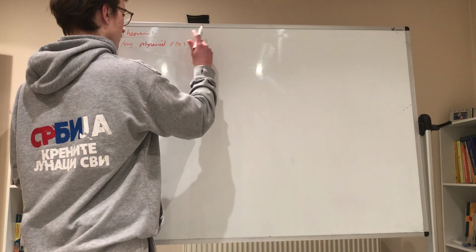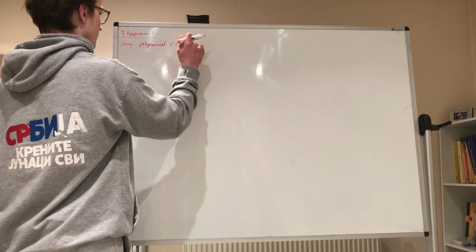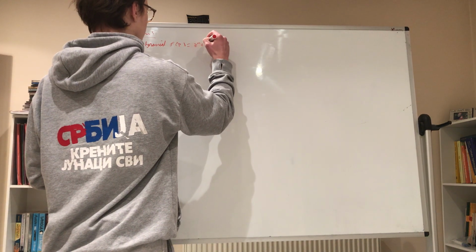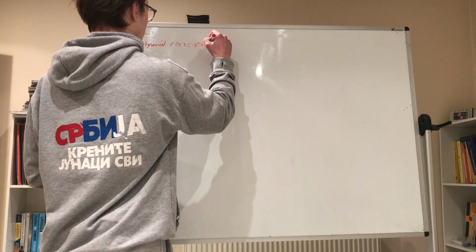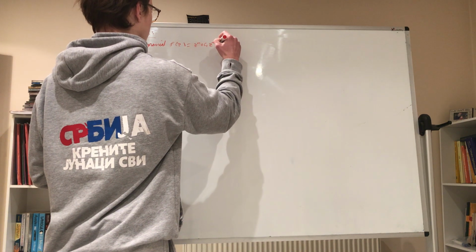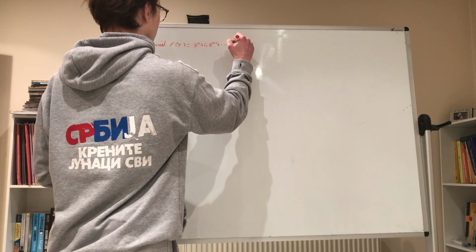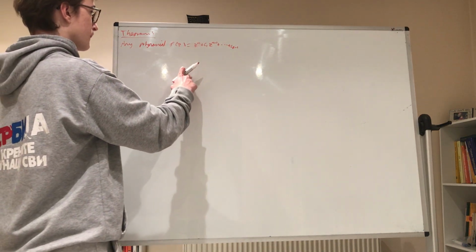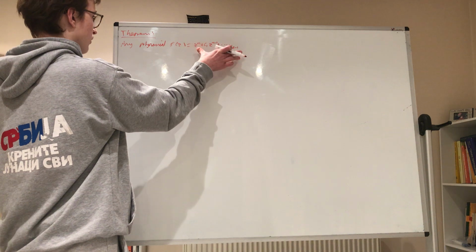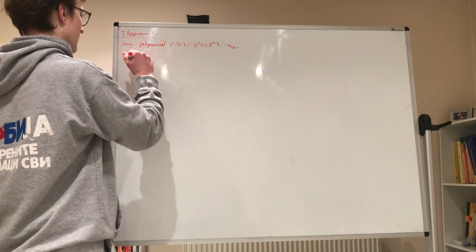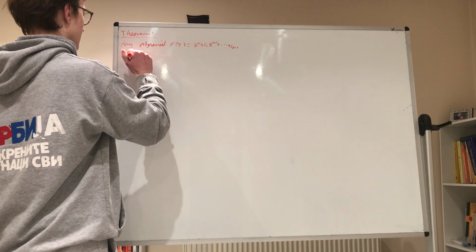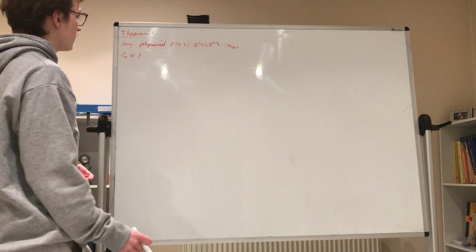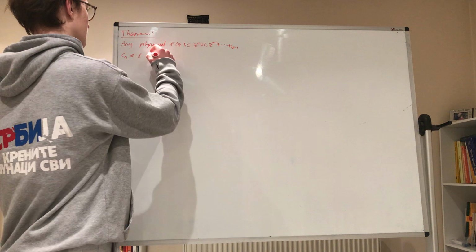equal to z to the n plus c1 z to the n minus 1 plus up until c n. Any polynomial of this form, where each of these coefficients are complex numbers, has at least one root.